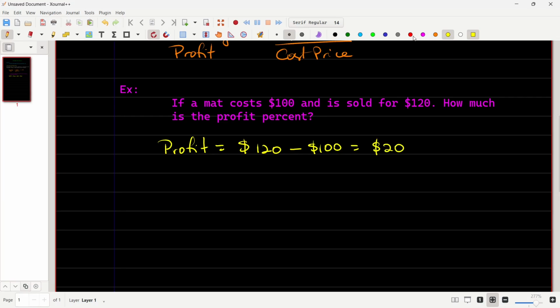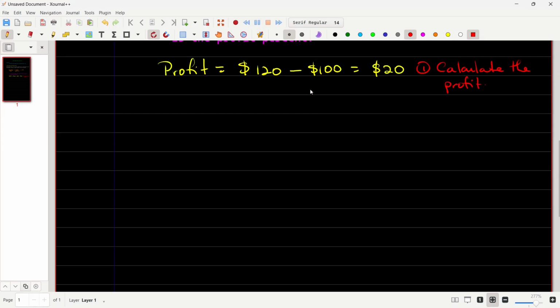So this is the first thing that we do, and I'm just going to write that here. We're required to calculate the profit. That's the first thing we do. Once we calculate the profit, then we can write that profit as a percentage of the cost price. So now we're going to work out the percentage profit. I'm just going to write this in a different blue. Percentage profit.